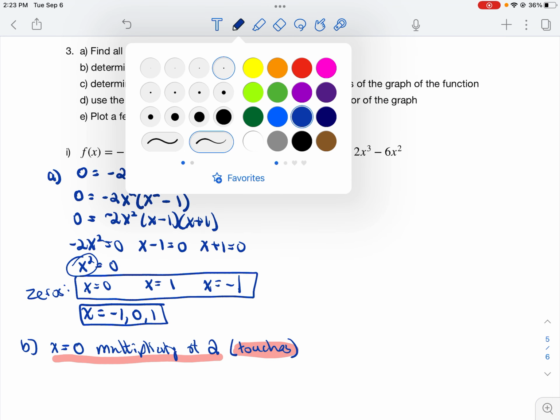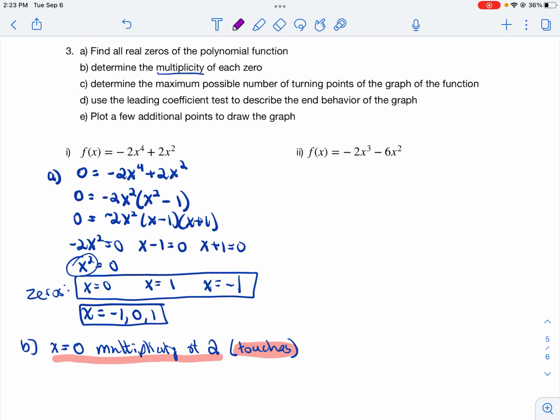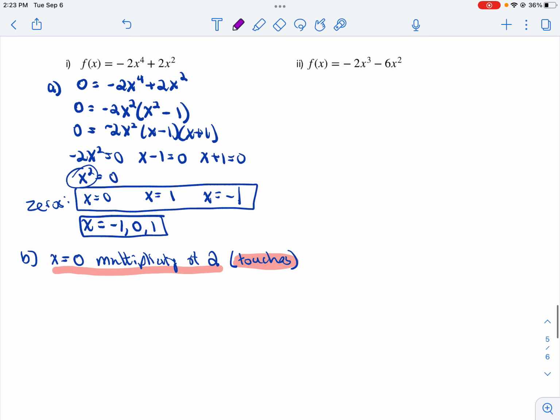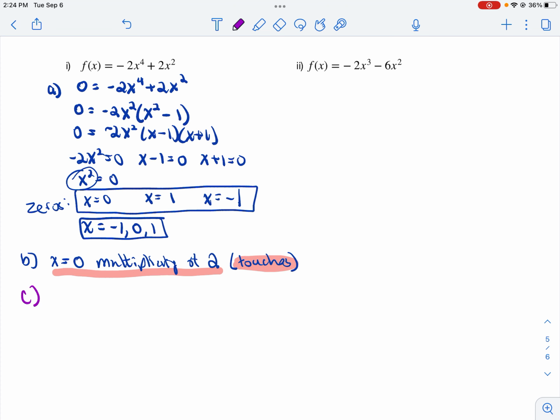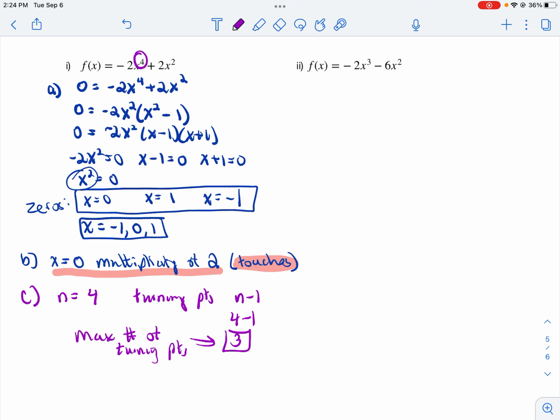Let me change colors. It's getting kind of messy here. Okay, part C says determine the maximum number of turning points on the graph. All right, so the degree of my polynomial is 4 because that's the highest power. So the number of turning points is equal to n minus 1. So 4 minus 1 is 3. So this is the maximum number of turning points for this graph. That's all you got to do, n minus 1.